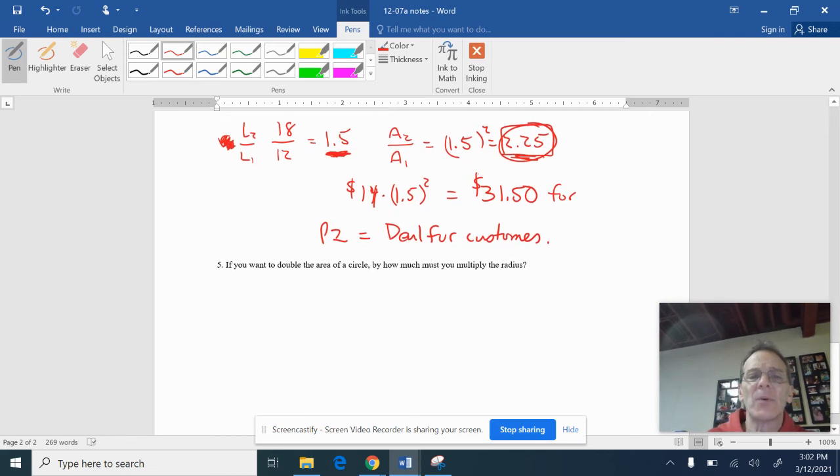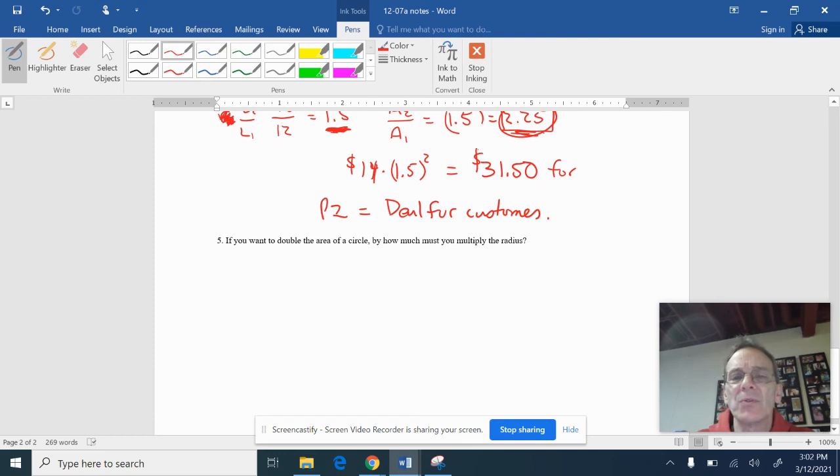Last problem. If you want to double the area of a circle, by how much must you multiply the radius? Do you just double the radius? Again, I'm not giving you any dimensions or measures specifically of any circles. But let's consider the fact that all circles are mathematically similar to each other, right? Every circle is just an enlargement or a shrunken version of every other circle. So circles are similar, and so we can apply this idea of ratios to answer this question.